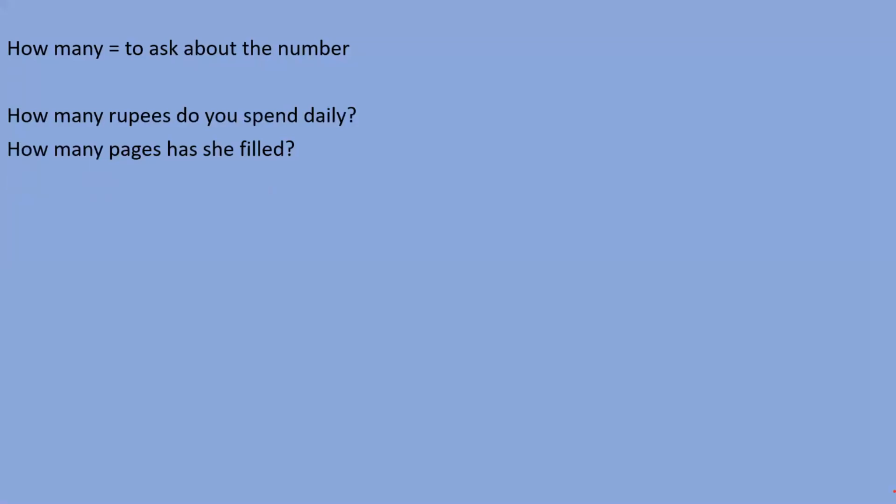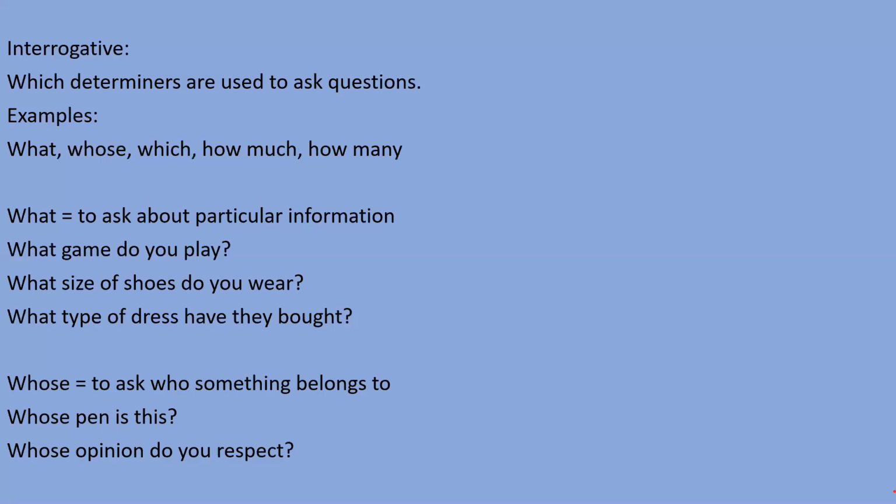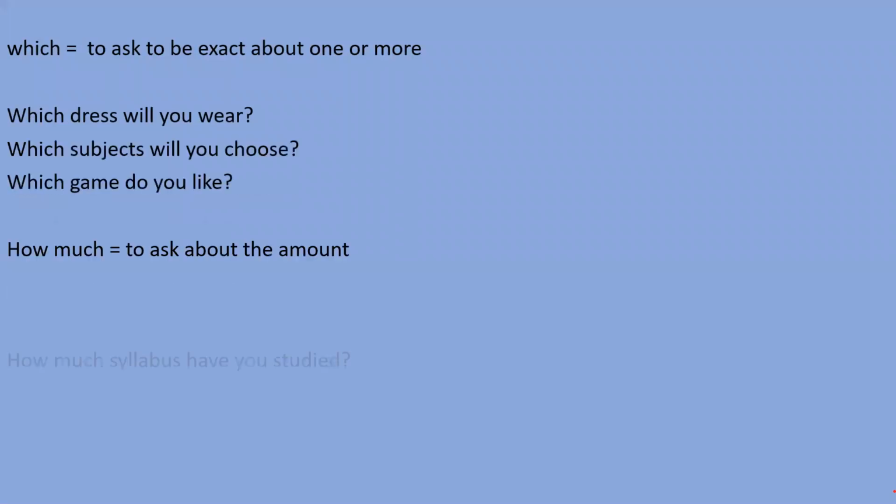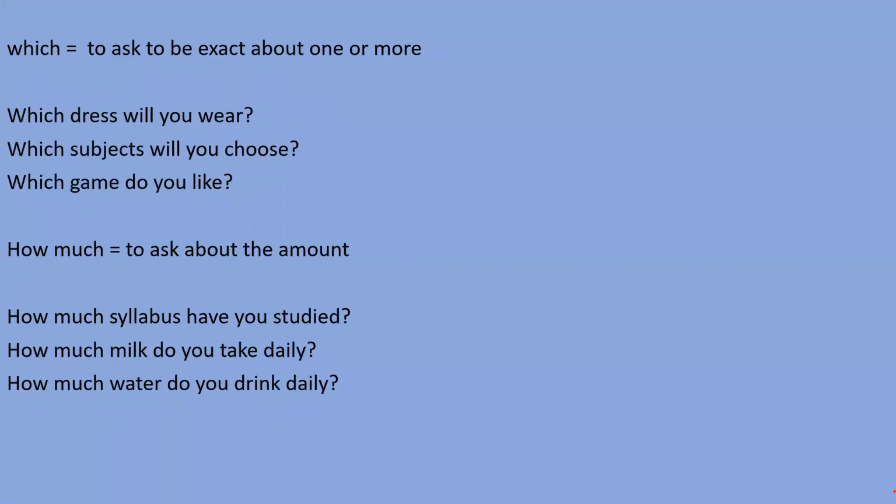So this way, dear students, we use these interrogative determiners like what, whose, which, how much, and how many. What is to ask about particular information. Whose, whenever we want to know about the owner of something, or we can say to ask who something belongs to. Which we ask to be exact about one or more, right? And how much we ask about the amount or quantity, right? And how many is for asking about number, right? So on the basis of this understanding, dear students, we need to do the next exercise.